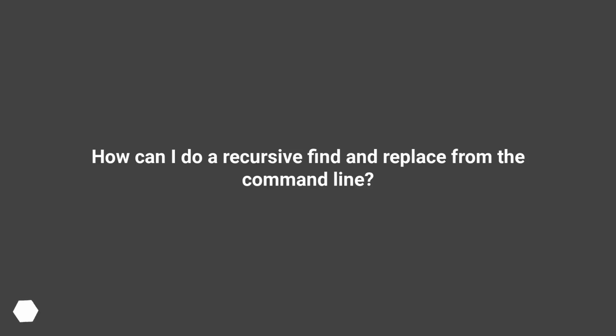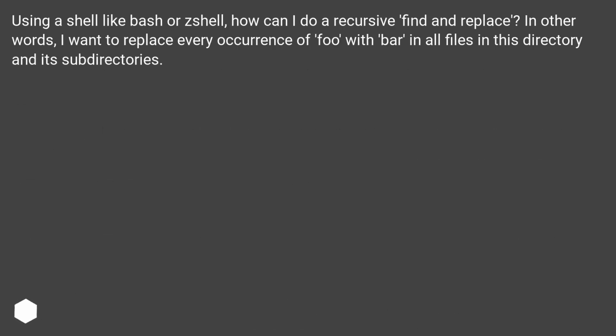How can I do a recursive find and replace from the command line? Using a shell like bash or sh, how can I do a recursive find and replace? In other words, I want to replace every occurrence of foo with bar in all files in this directory and its subdirectories.